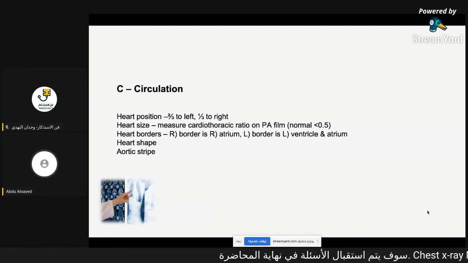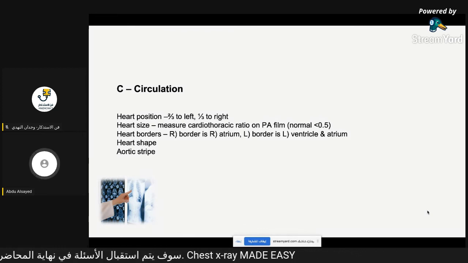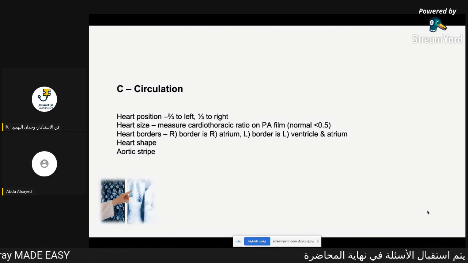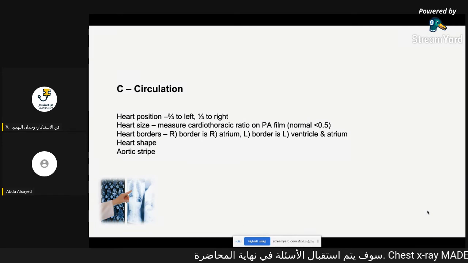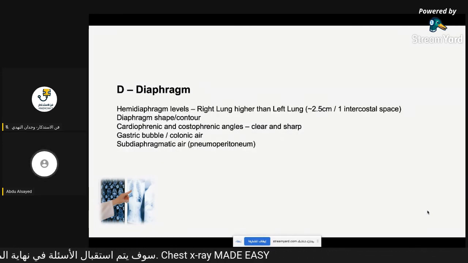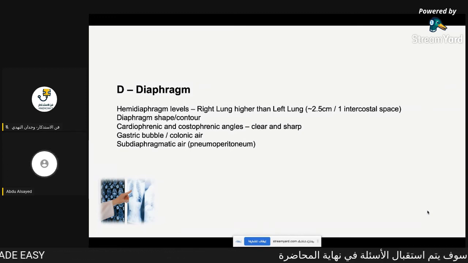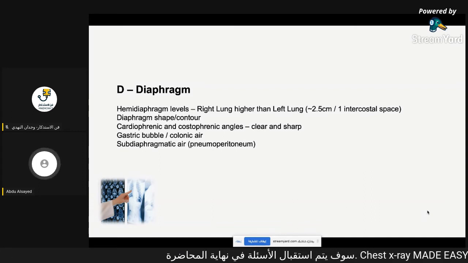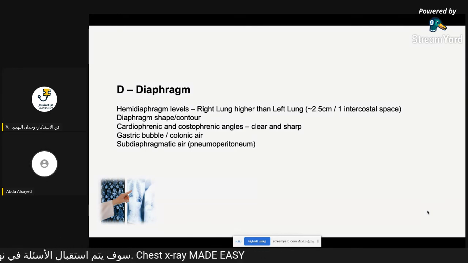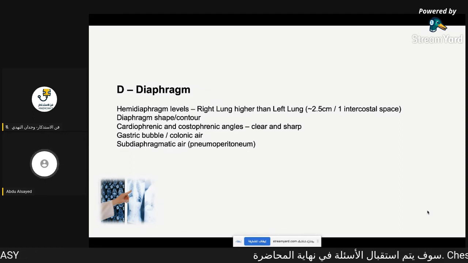The diaphragm is a crucial part. It's a paramount part in every chest X-ray. We can comment on the right hemidiaphragm and the left hemidiaphragm. The right is always higher, and we should comment on the shape of the diaphragm. The costophrenic angle and cardiophrenic angle should be clear, well demarcated. A gastric bubble, an area below the diaphragm, we should comment on it, as we can evaluate the pneumoperitoneum or air under the diaphragm by chest X-ray.